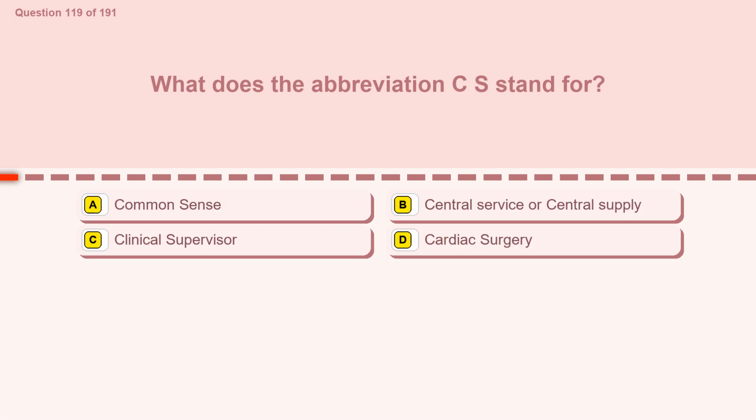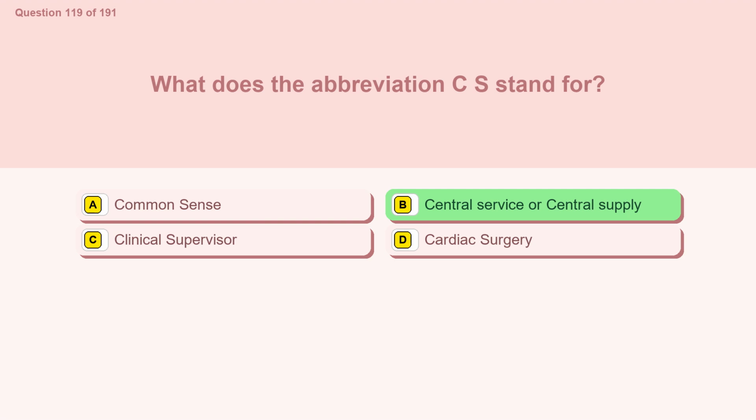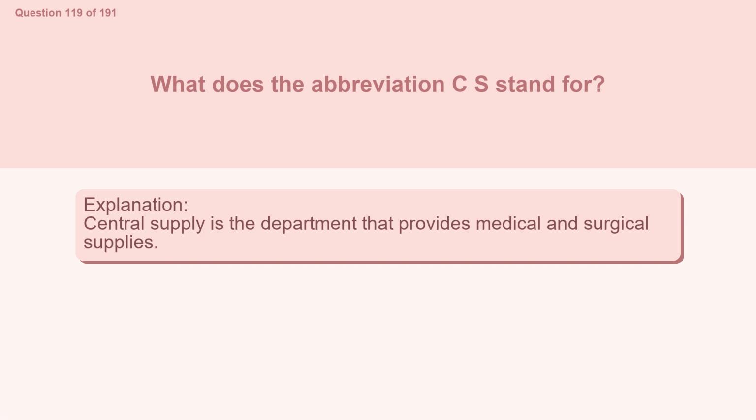Question 119. What does the abbreviation CS stand for? Option A, common sense. Option B, a central service or central supply. Option C, clinical supervisor. Option D, cardiac surgery. The correct answer is option B, central service or central supply. Central supply is the department that provides medical and surgical supplies.